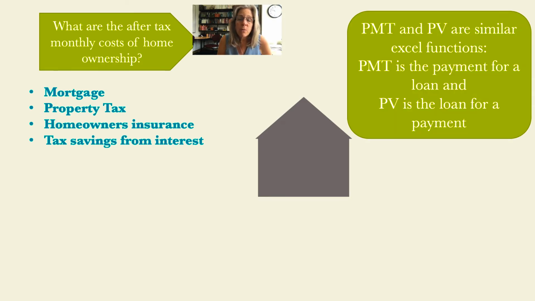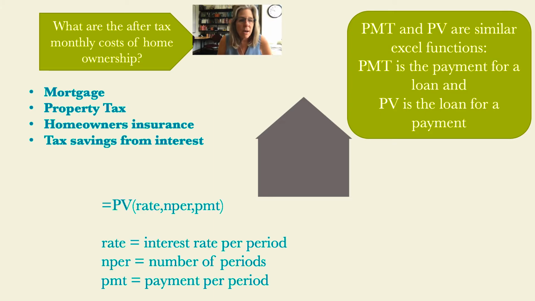So one of the ways you can figure out what the payment on a mortgage is is by using the PMT function or the PV function in Excel. PMT will give you a payment for a particular loan, and PV will give you the present value of the loan, or the amount of the loan for a given payment. So for us, we know the payment we want to make, which is $2,500. So we're going to use the PV function to figure out what loan amount that equals.